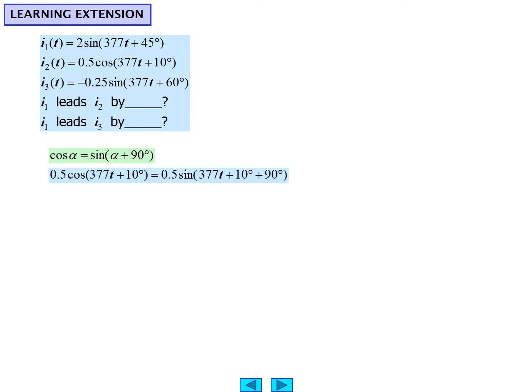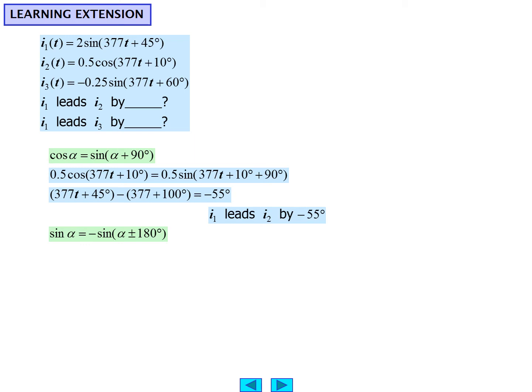And therefore rewrite I2 as 0.5 cosine 377t plus 10 degrees. The original description is now written as a sinusoid, 0.5 sine 377t plus 10 plus 90. 377t plus 45 degrees minus 377t, it should be, plus 100 degrees is equal to minus 55 degrees. And therefore, we would say I1 leads I2 by minus 55 degrees. That would be one of our answers.